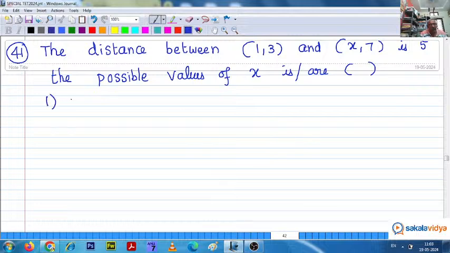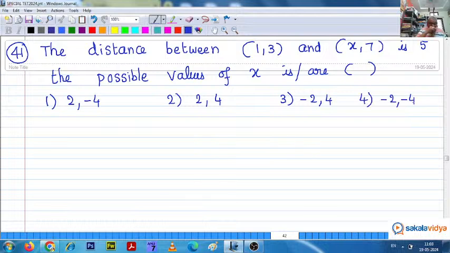First option 2 comma minus 4, second option 2 comma 4, third option minus 2 comma 4, fourth option minus 2 comma minus 4. The distance between (1, 3) and (x, 7) is given as 5, right? Then we need to find the possible values of x.